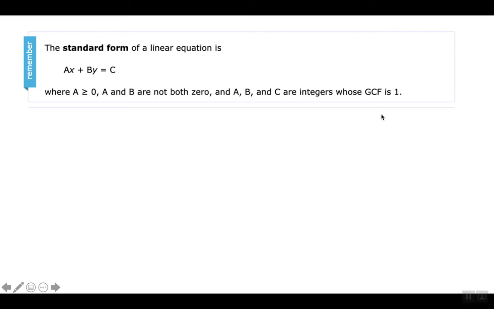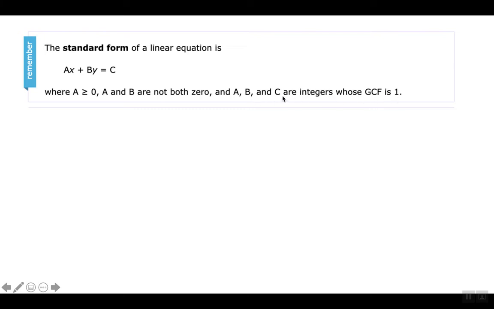So there's 3 conditions, but there's really 2 that you're going to see today. The first one that you're going to see on almost every problem is that A cannot be negative. And the other one that you're going to see in the challenge zone is that A, B, and C are integers whose greatest common factor is 1.